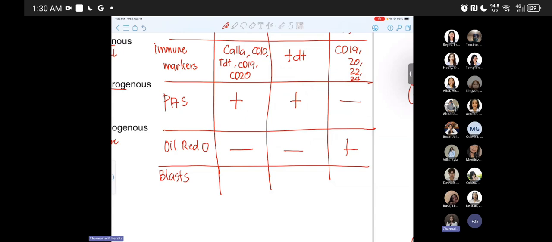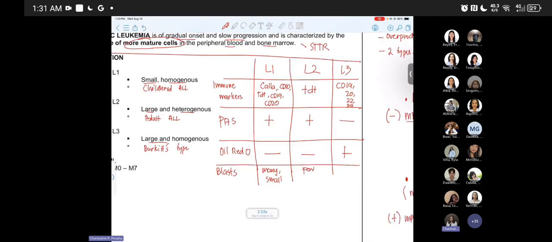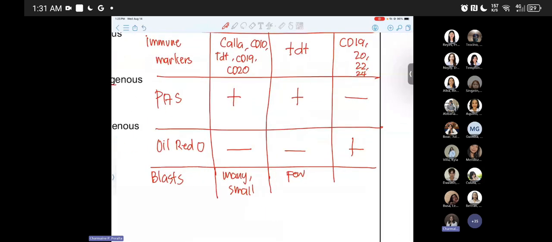Ano yung appearance of blast cells? Since acute to, merong appearance of immature cells. So we have the blast cells. Sa L1, madaming blast cells and then small. Sa L2, konti yung blast cells. Kaya nga homogeneous kasi madaming blast cells. Sa L2, heterogeneous kasi kakaunti lang yung blast cells, so meron pa ring appearance of normal cells. So heterogeneous population, few, and these immature cells are large. Then yung L3, large and homogeneous. It is otherwise known as Burkitt's.